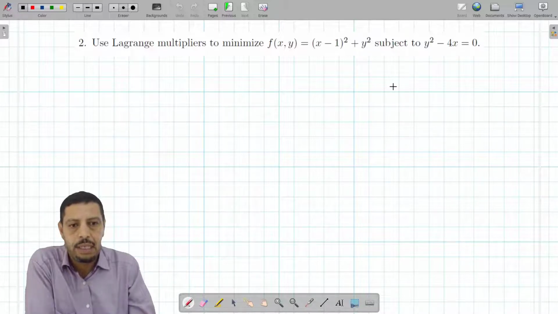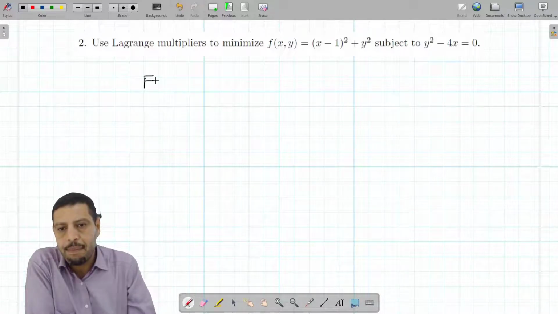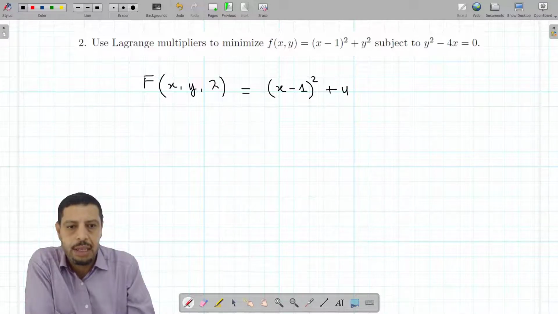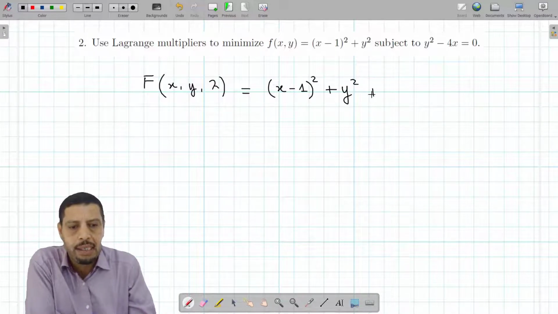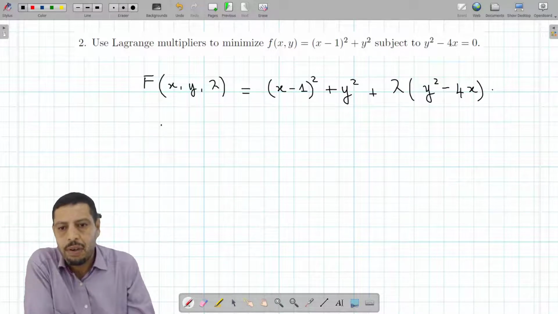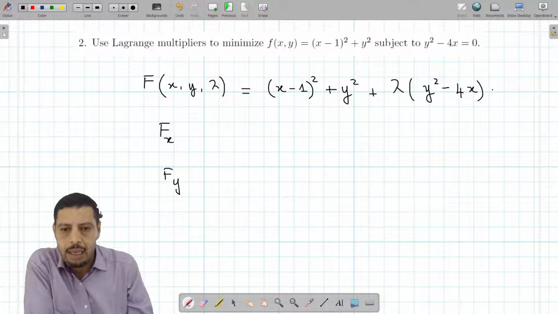So you skip the first step. Now you move to the second step, which is the construction of the capital F function. So let's write it: F of x, y, lambda equals (x minus 1) squared plus y squared, which is the objective function to minimize, plus lambda times the constraint y squared minus 4x. Again, to find the critical points, you have to compute the partial derivatives, Fx, Fy, and F lambda.